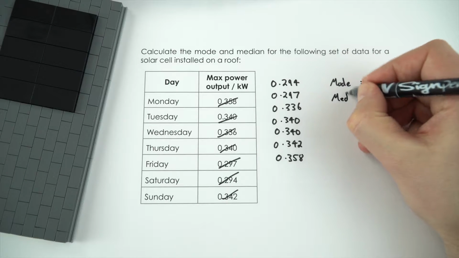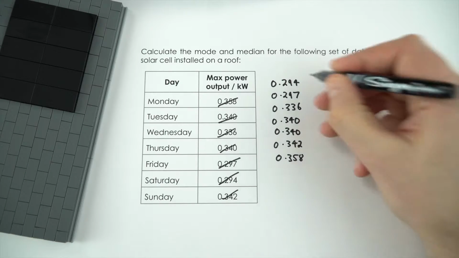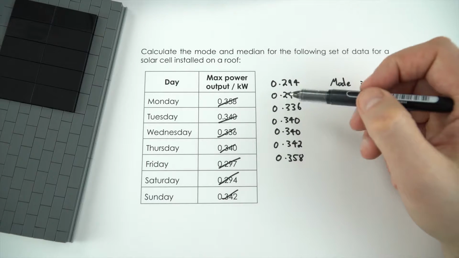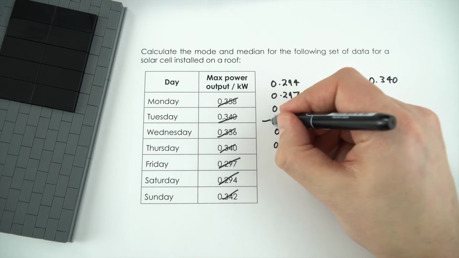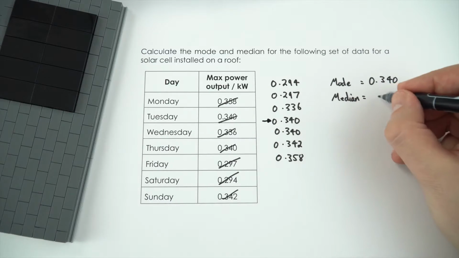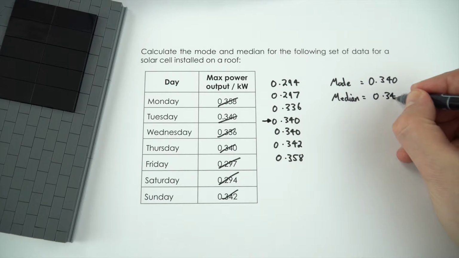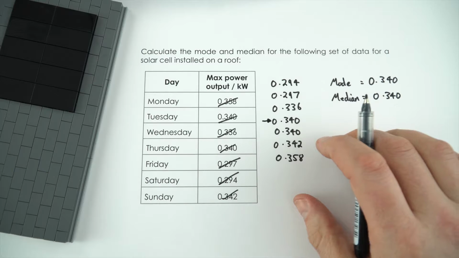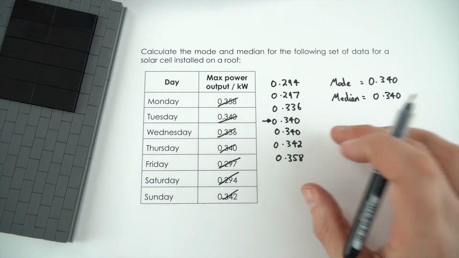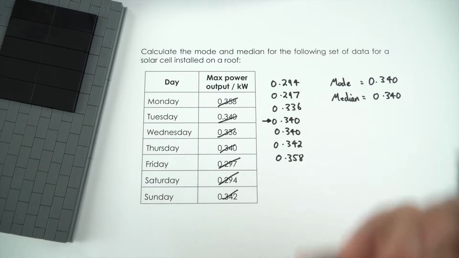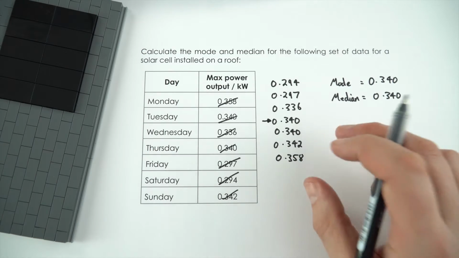To work out the median, well, this is going to be our middle value in the list. And that's why it's nice to write it out like this. I've got 7 values, so the fourth one down is going to be my middle value, which again is equal to 0.340. So that's all it is, a small amount of data analysis. But again, it's an important skill that you need to have mastered when it comes to being confident about your math skills for GCSE Physics.